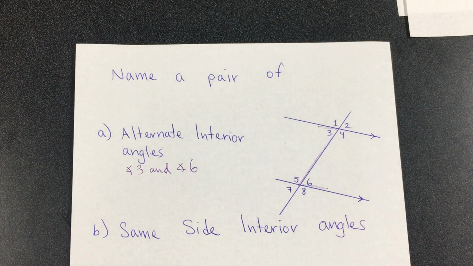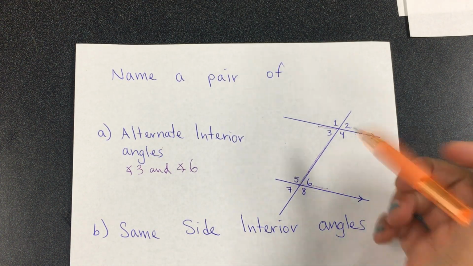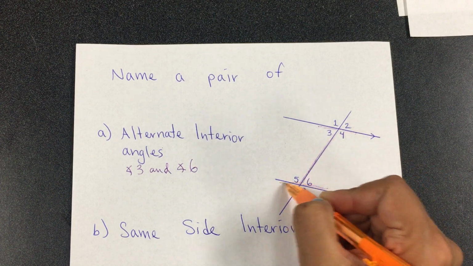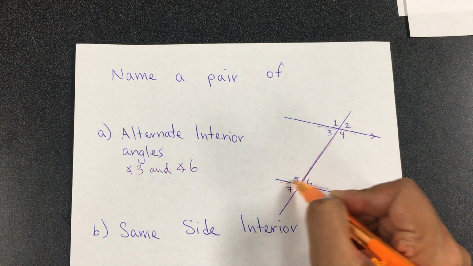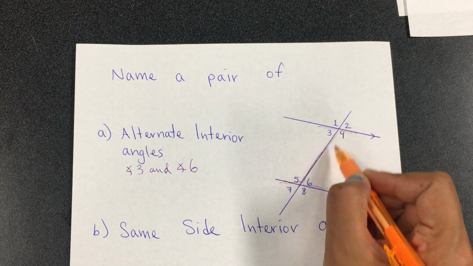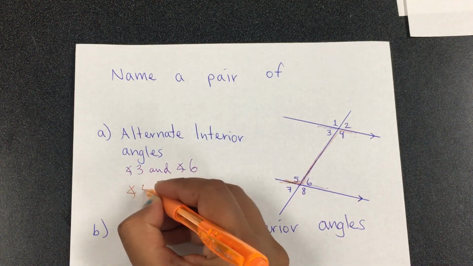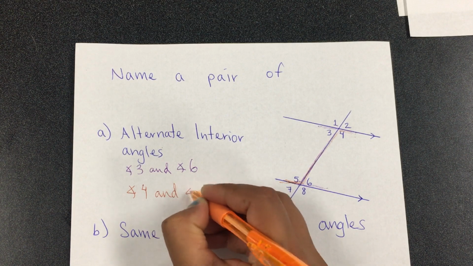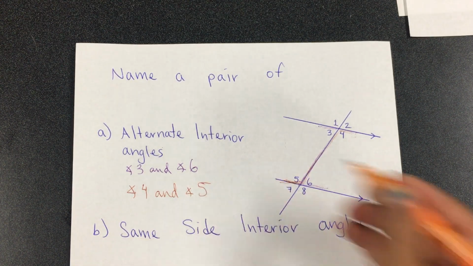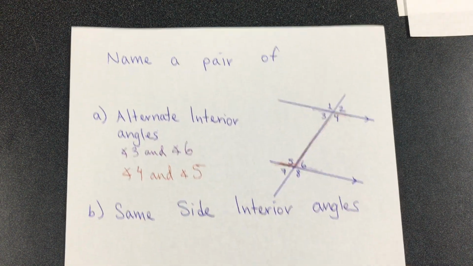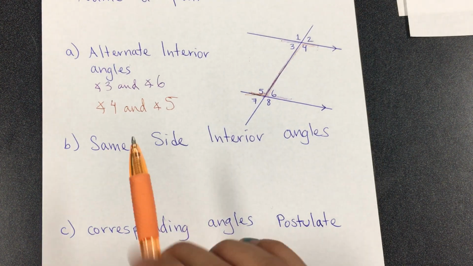Okay? But you have another setting here. You can have the other Z, but backwards. So it's 4 and 5. Okay? So we can say angle 4 and angle 5 is another set of alternate interior angles.